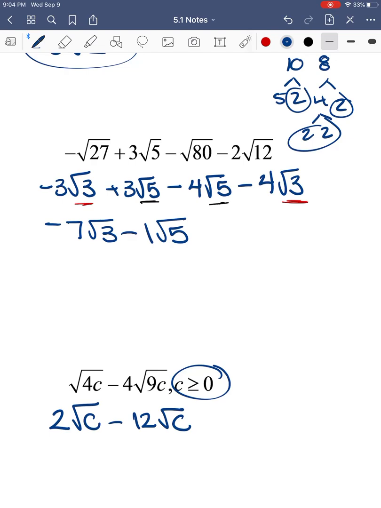This restriction is only because there's a variable, and it's basically saying c can't be negative because we know we can't take square roots of negatives. So now that I've simplified, my c's are the same, so that's good. I can add them together. 2 minus 12 is negative 10 root of c.